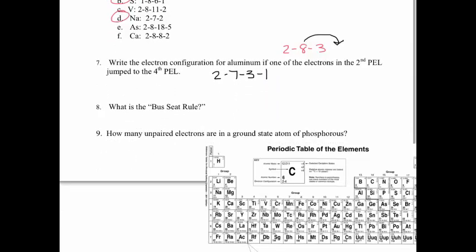What is the bus seat rule? Electrons fill one at a time before pairing.